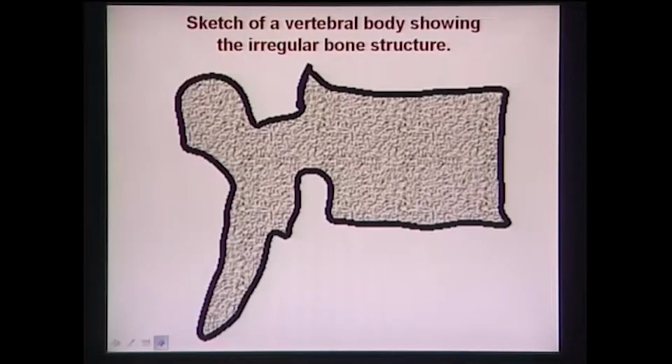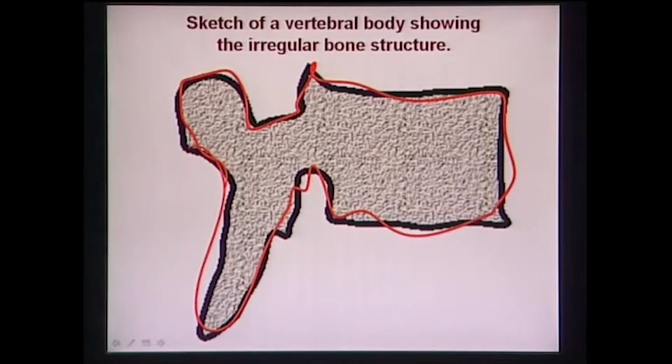So irregular bones, it does not have any specific geometrical shape, let's put it that way, so that you understand what is meant by irregular shape. Now this is a sketch of the irregular bone structure. As you can see, it is really of very irregular shape, and this shaped material is called irregular shape.